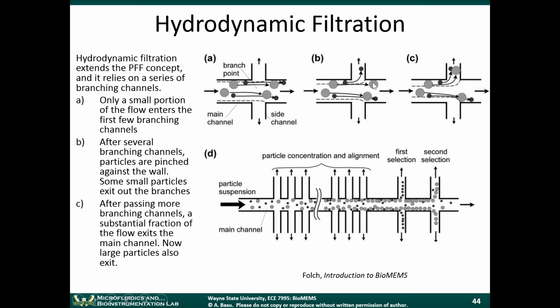Okay, the channels and the flow rates have to be designed depending on the size of the particles that you want to separate. So after passing more branching channels, a substantial fraction of the flow exits the main channel. At this point, large particles will also exit. Okay, so this is obviously not what you want. You want to be able to separate out the small particles from the large particles. But it allows you a way to just remove small particles from an agglomerate of more particles.